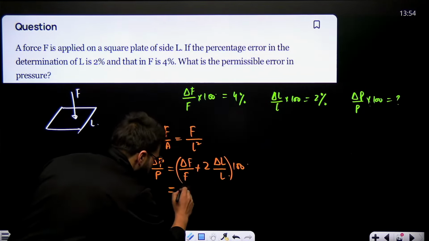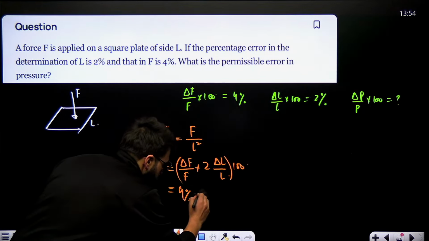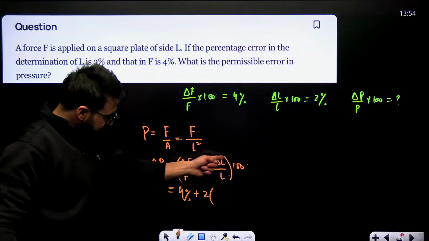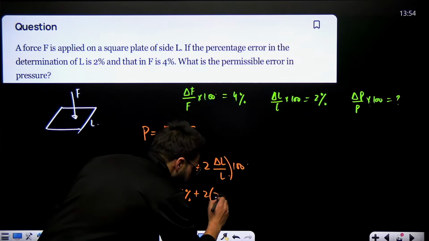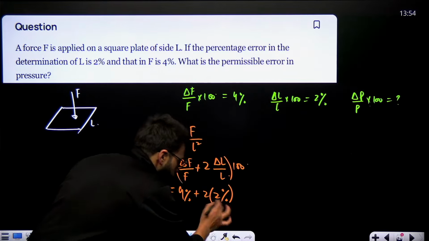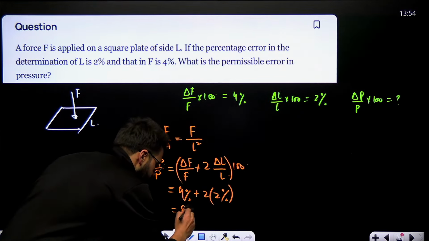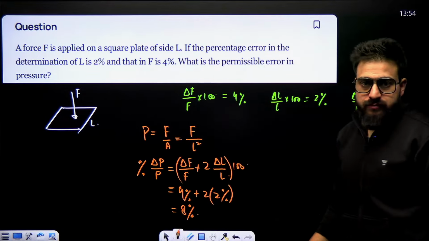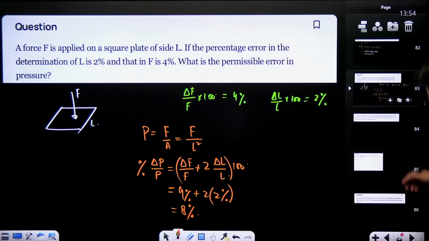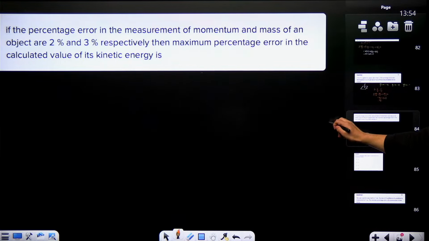That is given as 4%, plus 2 into delta L by L into 100. That is given as 2%. 2 into 2 is 4, 4 plus 4 is 8%. So the percentage error in the pressure will be 8%.